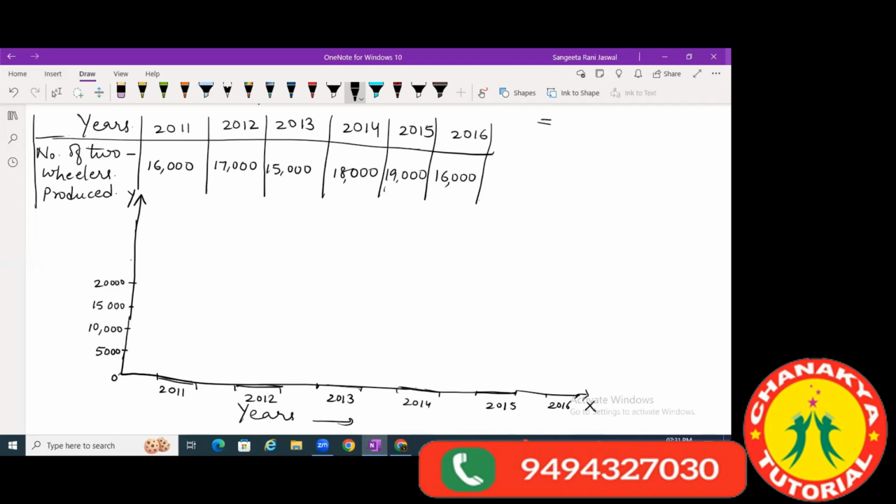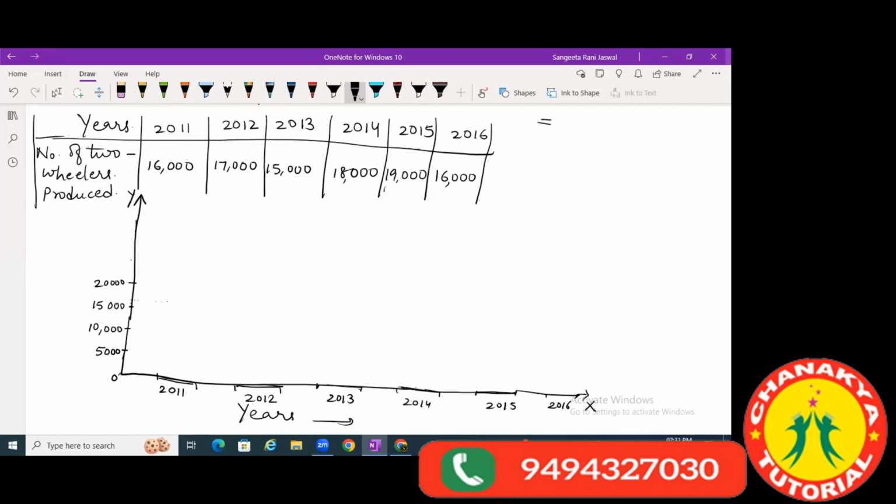Right, children? So now see here. 2011, it was 16,000. So from 15 to 20,000, you can take two small lines as 1 point. From 15 to 20, you have 10 small lines in between, no? So I am saying take two small lines as 1 point. That means if you have to take 16, from 15 you will take two small lines, and that will be 16. Are you understanding?